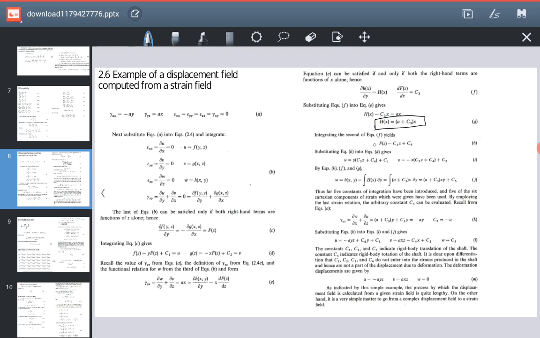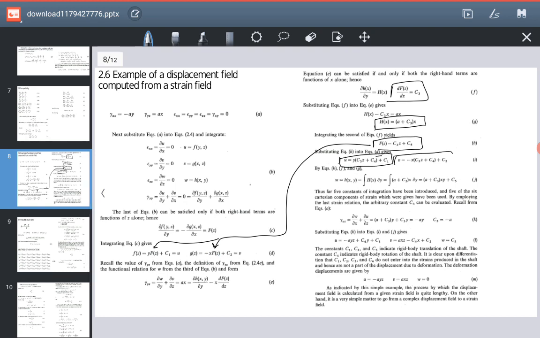Now integrating this equation f, applying the integration, we are going to get fz equals c3z plus c4, and putting fz in equation h, substituting, which is right here. So we are going to substitute this fz in this equation, and we are going to end up with this v equals, we're going to substitute here and here as well. So we get this equation of u and v.